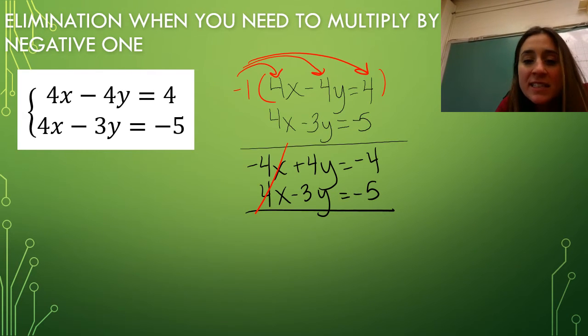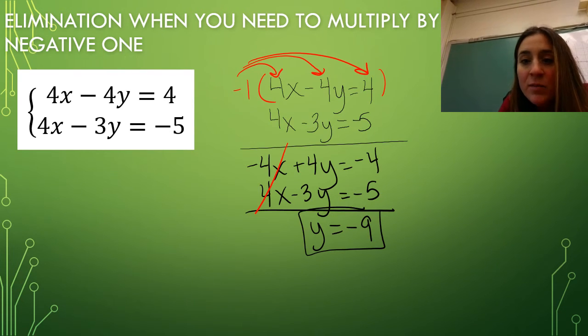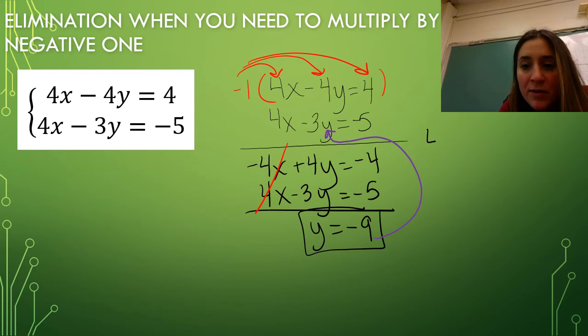Now I just need to solve the rest. It says 4y minus 3y, which is y, equals, and then negative 4 minus 5 is negative 9. Now I have my y value. Now I can substitute negative 9 in for y into either equation. I'm just going to do the second equation. That's going to get me 4x minus 3 times negative 9 equals negative 5.